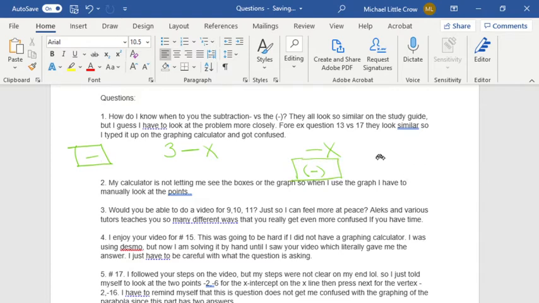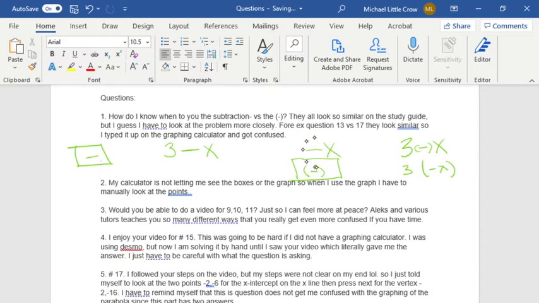Also, if you use that key, say we had 3 and we use this key instead of the subtraction key, what the computer actually sees is 3 times negative x. So you're going to get a multiplication rather than a subtraction. That's the difference here.